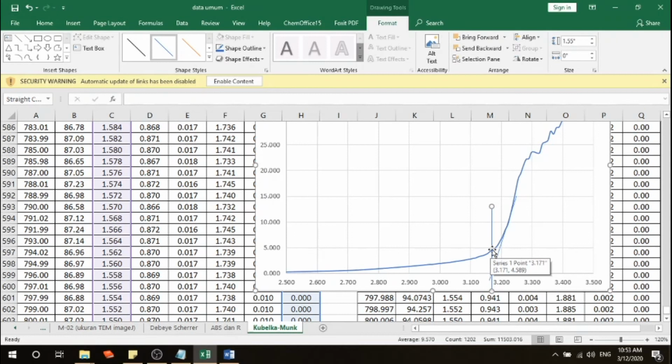You can follow the instruction. I think you must repeat this with your data, so make sure you get the correct bandgap of your semiconductor. Thank you.